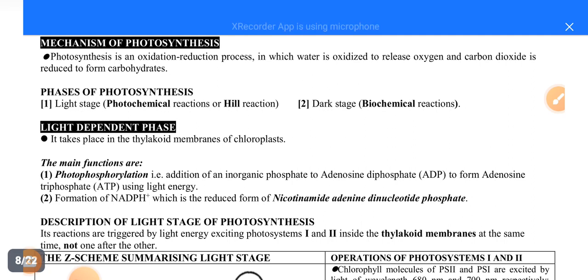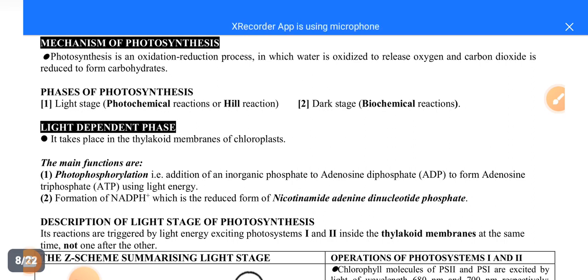Now they are saying that photosynthesis is an oxidation reduction process. When we talk about an oxidation reaction, it is a chemical reaction in which a molecule or an atom loses one or more electrons. Oxidation can also be defined in terms of loss of hydrogen atom, or the gain or addition of an oxygen atom.